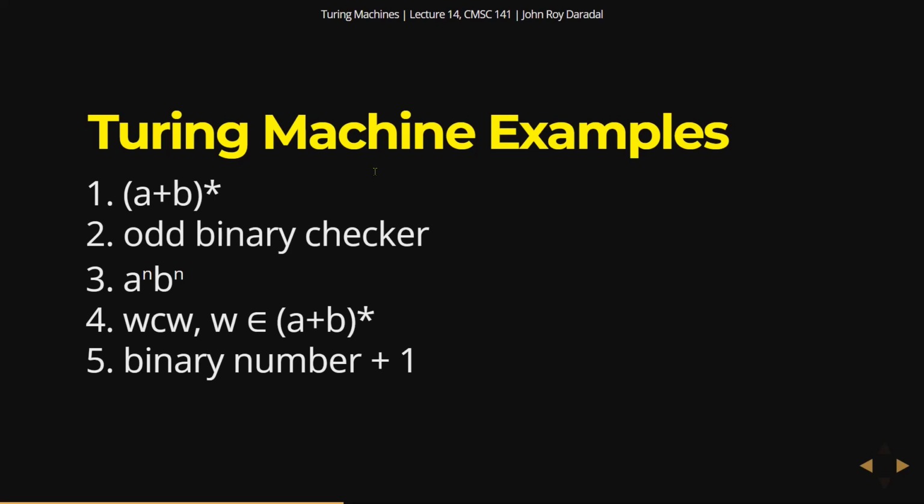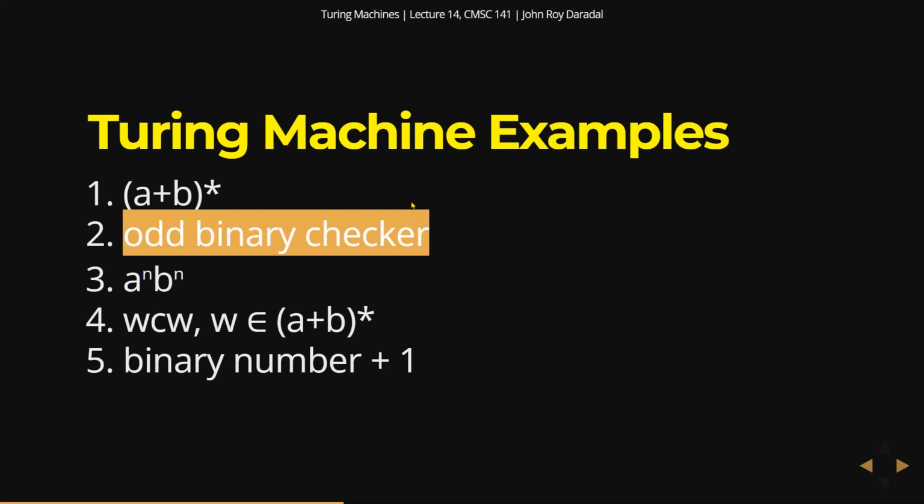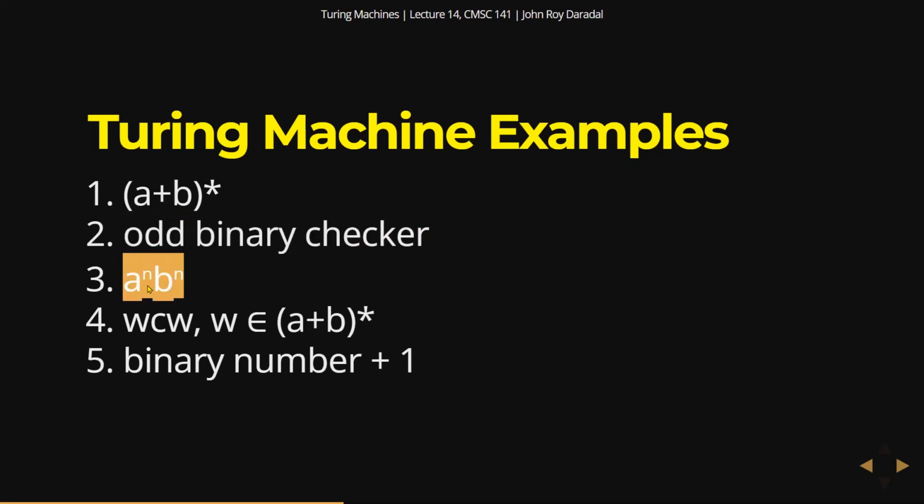So we will look at 5 different examples so that you'll be familiarized with how to design Turing machines. So we will look at how to create Turing machines for a regular language. This is (A plus B) star. So any string consisting of A's and B's. You have an odd binary checker. So given a binary number, is it odd or even? Or yeah, is it odd basically? Then you have A^n B^n. This one is a context-free language, right?